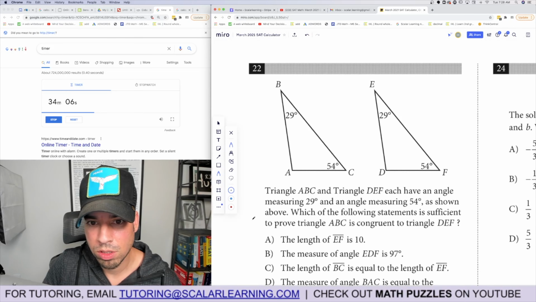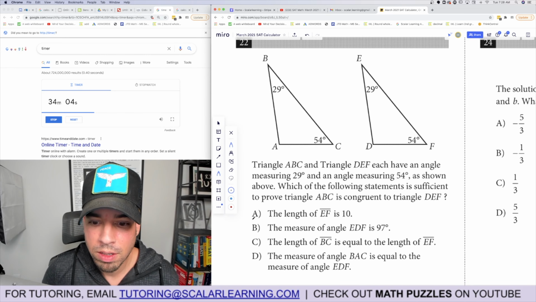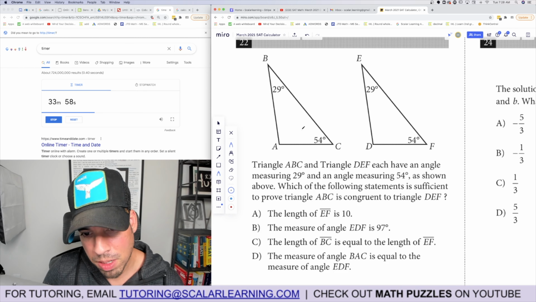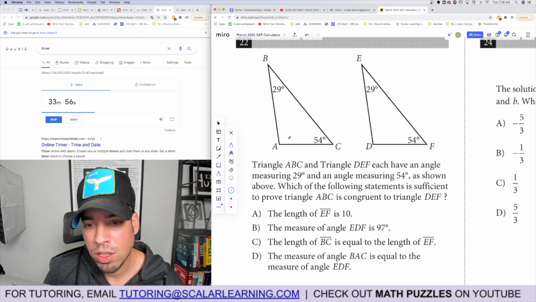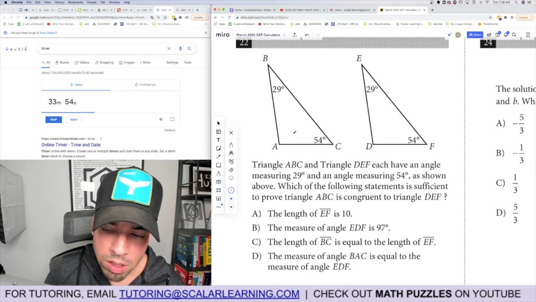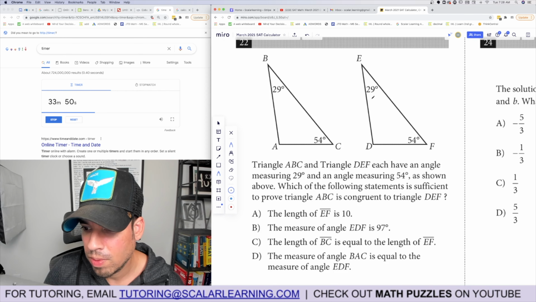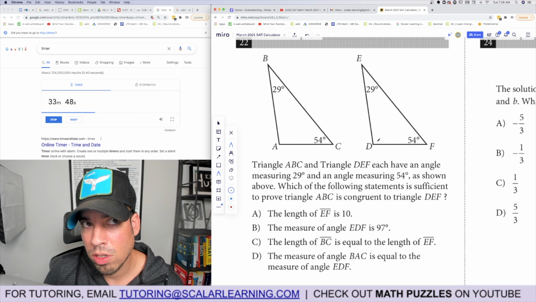Problem 20. Oh, yeah, geometry. All right, so again, first of all, if these are 29 and 54, these two triangles are 100% similar. We don't know if they're congruent, but they're similar. And this remaining angle is going to be the same, so 83, so it's 97.